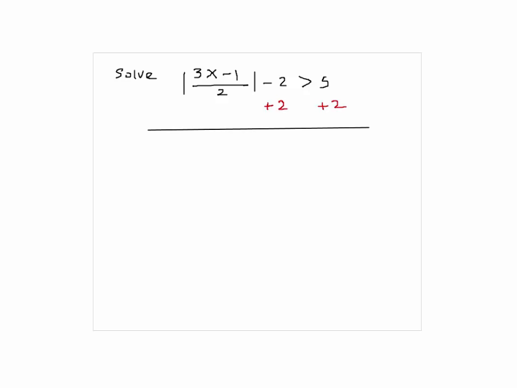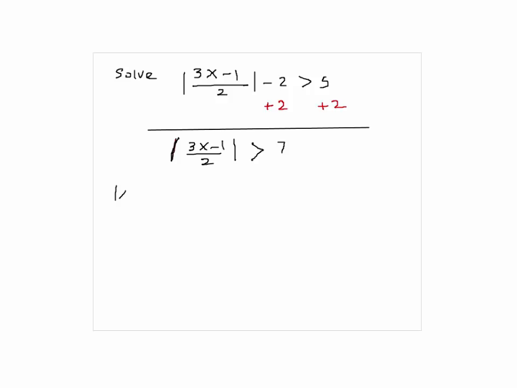So over here, you're absolutely right. You want to isolate the absolute value. Like here, we have absolute value of 3x minus 1 over 2 is greater than 7.